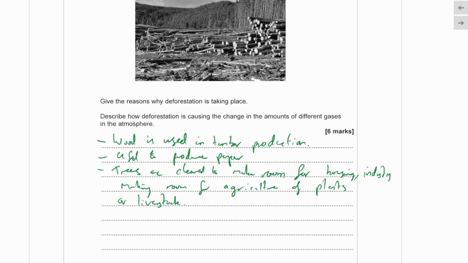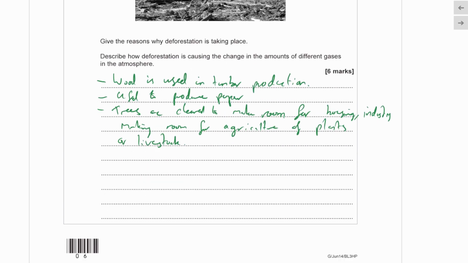Alright, now there are a few others. Obviously those plants could also be used for biofuels, right? That's something completely different. But you're still basically clearing the trees to make room for those things. Alright, so you get the idea. That's more than enough in terms of the reasons why deforestation is taking place.